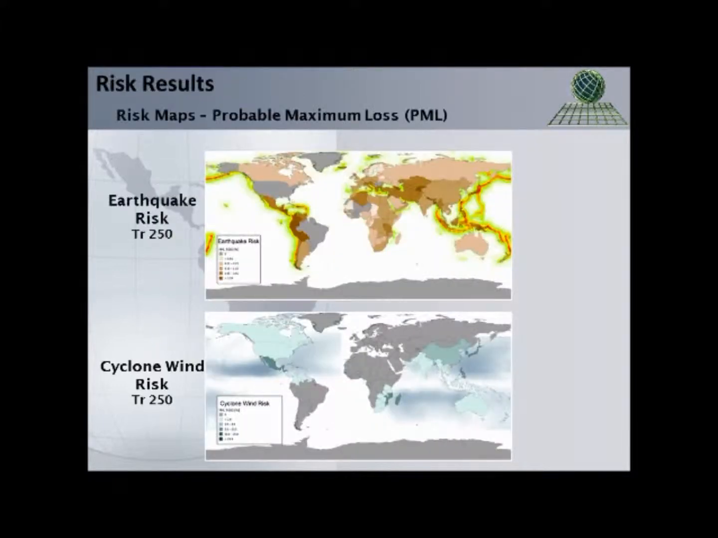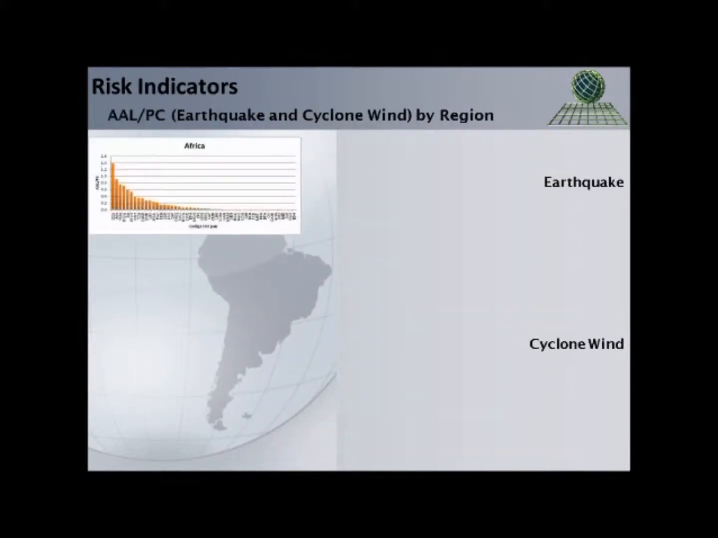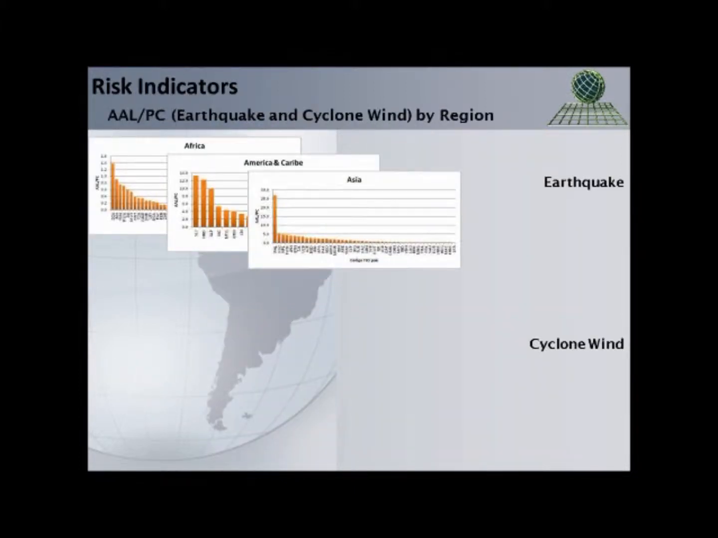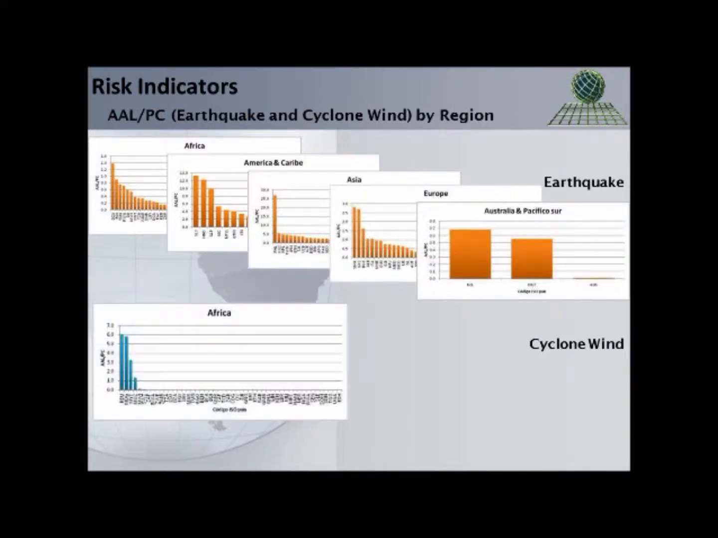For the scope of this project, risk assessment was conducted at country level. The top figure presents the probable maximum loss caused by earthquakes for a 250-year return period. The loss is expressed in relative terms to the total exposed value for each country. The figure in the bottom shows exactly the same information, but now in terms of cyclone wind. In the following slides, some indicators for earthquake and cyclone wind risk are presented.